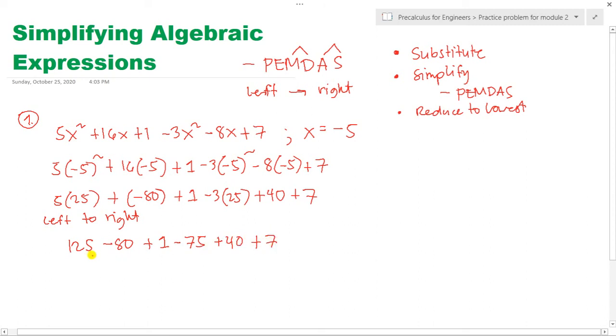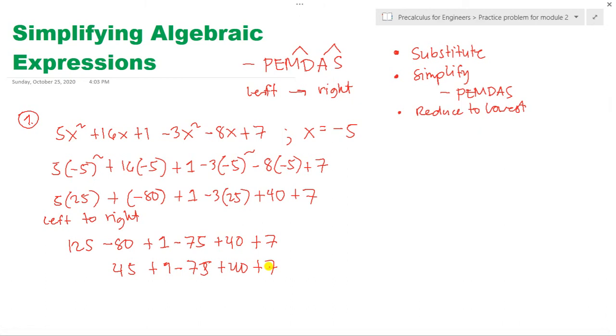So una tayo sa left to right. So 125 minus 80, the answer is 45. So 45 plus 1 minus 75 plus 40 plus 7. So you can use directly your calculator kasi yung calculator natin naka-program na siya, it operates from left to right. So yung ating final answer is A10. So the answer is A10 for this example.